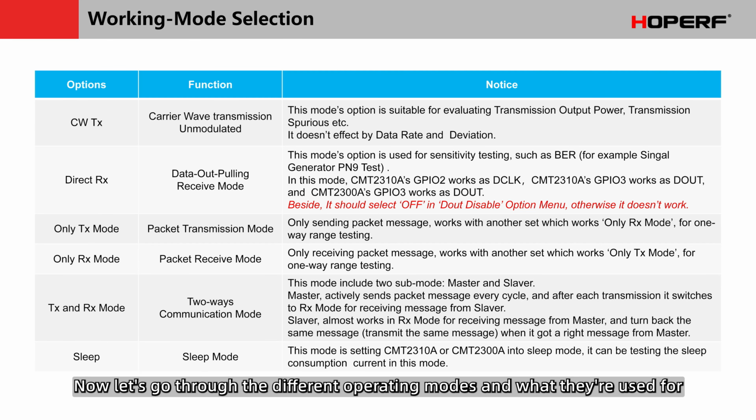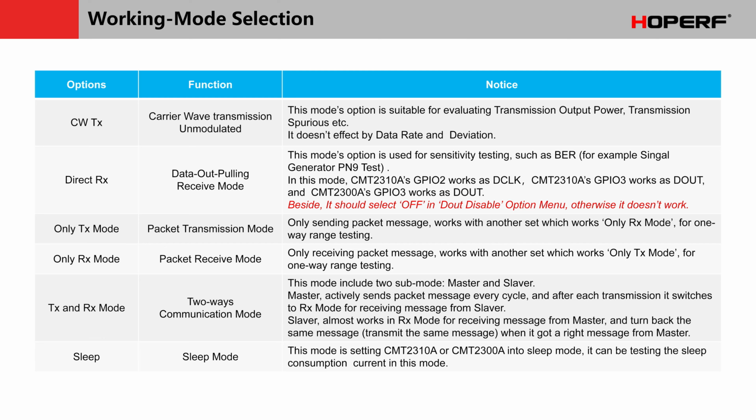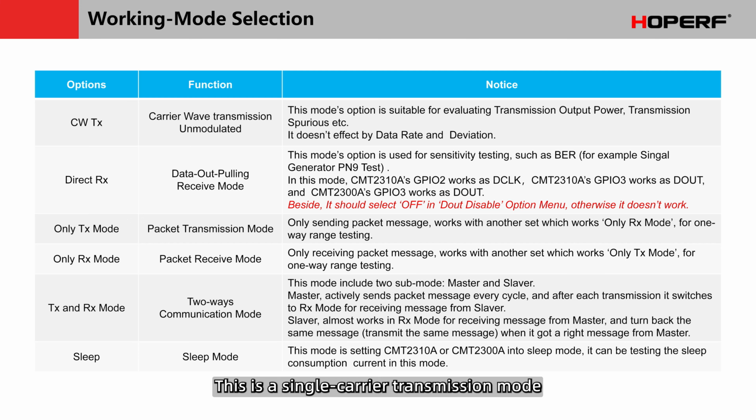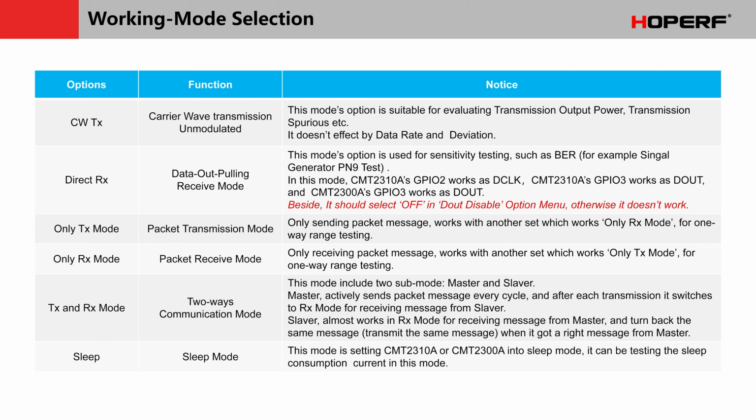Now let's go through the different operating modes and what they are used for. CWTX, continuous wave transmit. This is a single carrier transmission mode. It's used to evaluate output power, spectral quality, transmit noise, and spurious emissions. In this mode, the data rate setting doesn't matter.